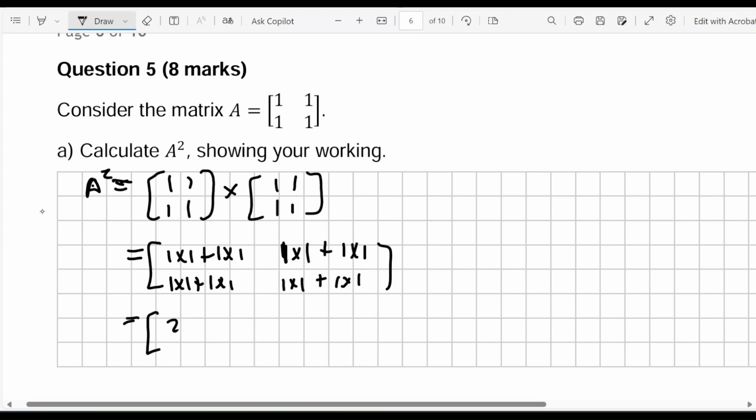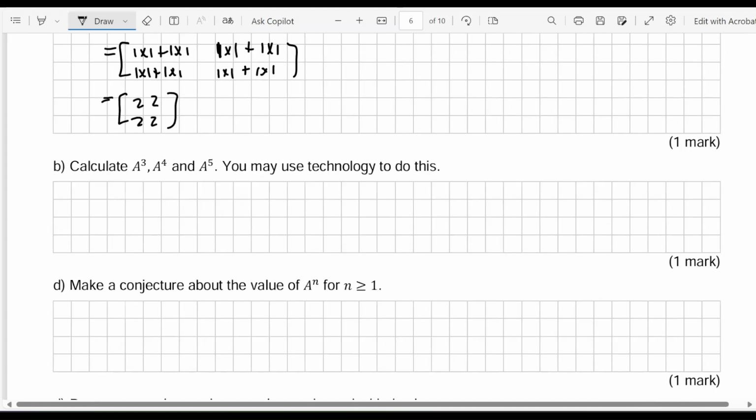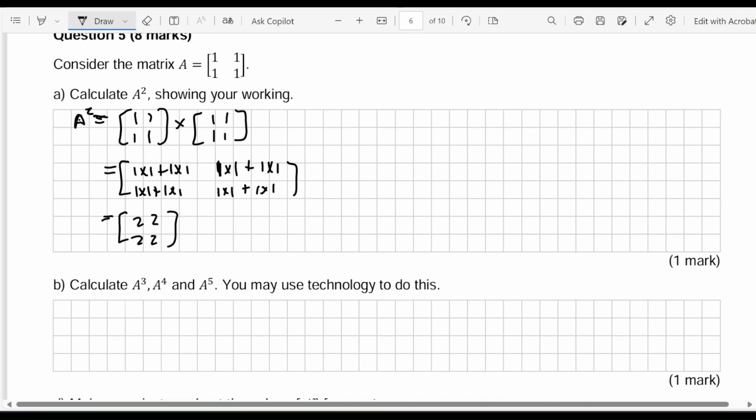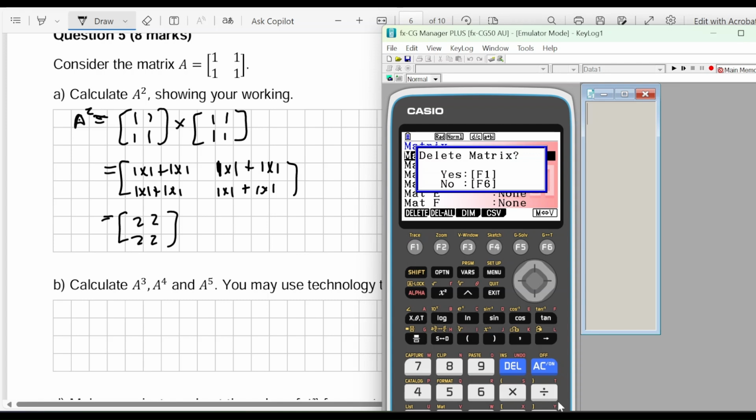This is 2, 2, 2, 2. Done. Calculate all those. You may use technology, and please use technology, because remember, part of what you're being assessed on this test is technology use, calculator stuff. So exit out here, go into matvict, then we're going to delete out whatever matrix we had in there. Yes is F1 there. Enter in, it's a 2 by 2 because it's a square matrix, 1, 1, 1, 1.